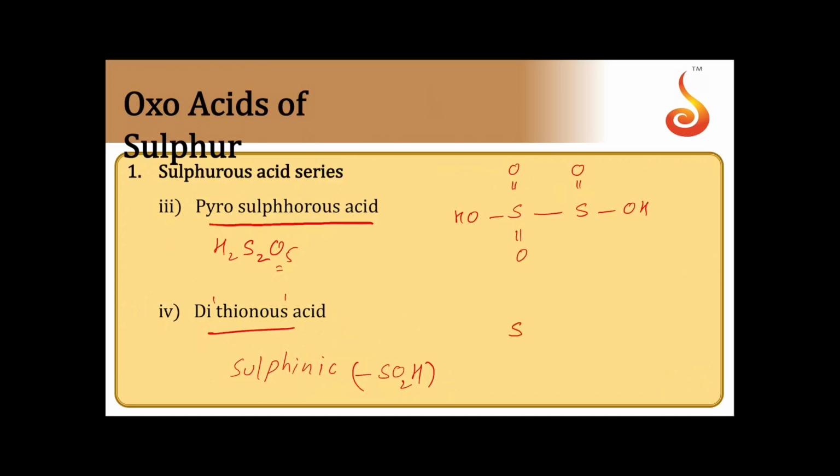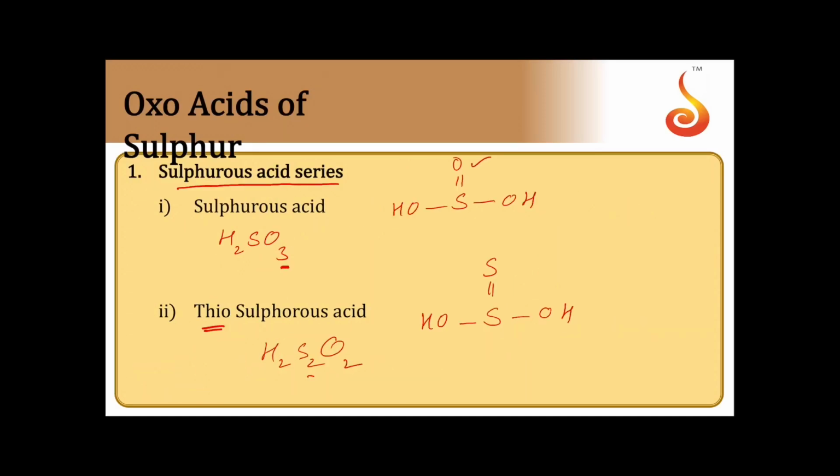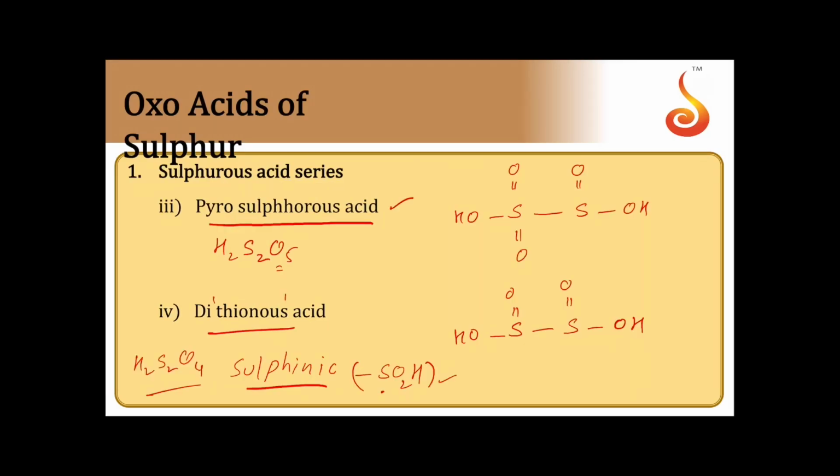Dithionous acid. So here there are once again double bond O, and each sulfur has one OH group. So the molecule is H2S2O4, which is called dithionous acid. So dithionous acid has sulfur-sulfur bonding, and there are 2 sulfinic groups. The sulfinic group is the SO2H group. So these 4 come under sulfurous acids: the basic sulfurous acid, then thiosulfurous acid, then pyrosulfurous acid, then dithionous acid.